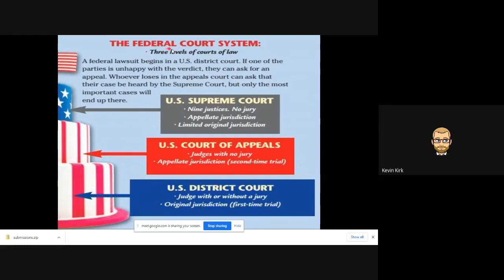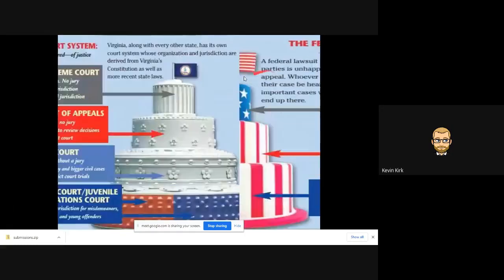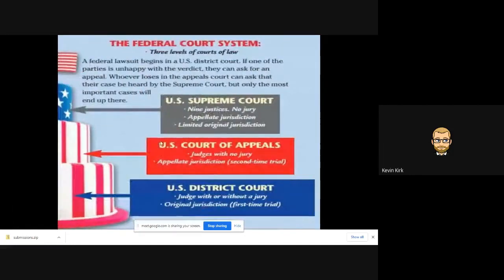The federal court system, if you look at the top, has 3 levels of courts. The very top, the highest court in the land, is called the U.S. Supreme Court. The court below the Supreme Court is called the U.S. Court of Appeals. And then the third court is called U.S. District Court. Now, we remember these by using the acronym SAD. Supreme stands for S, Appeals stands for A, and District stands for D. That's a great way to remember the organization of the federal court system.